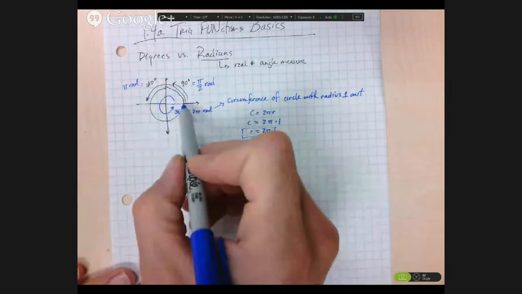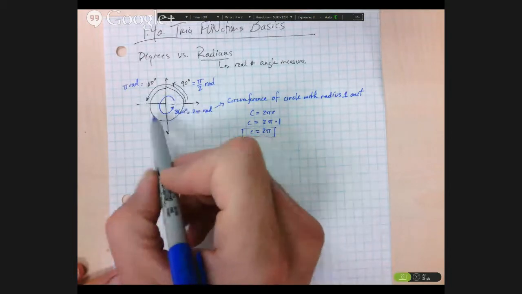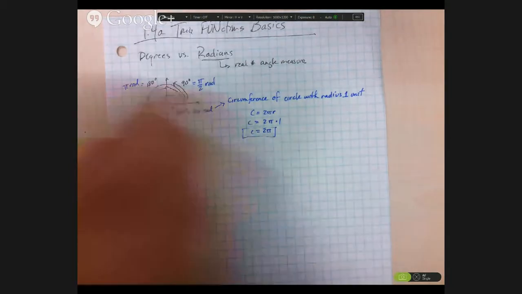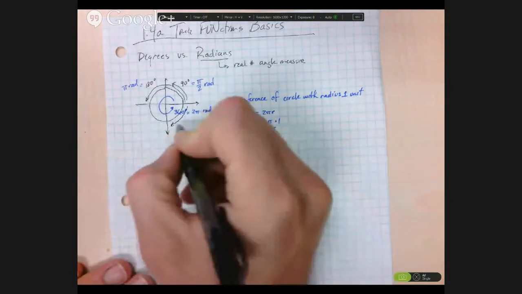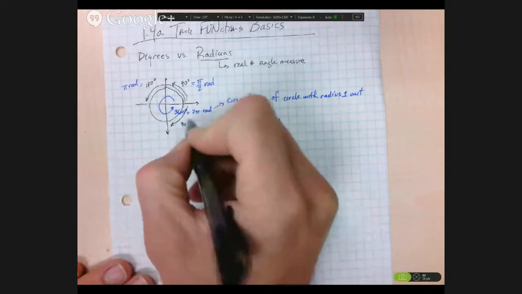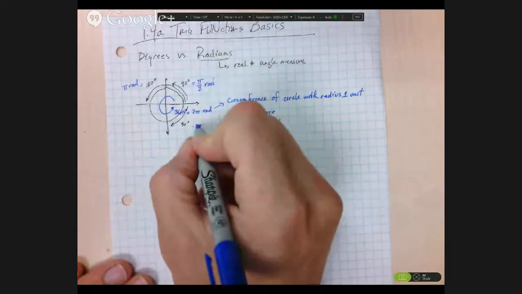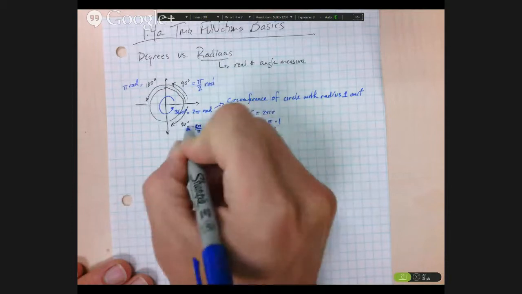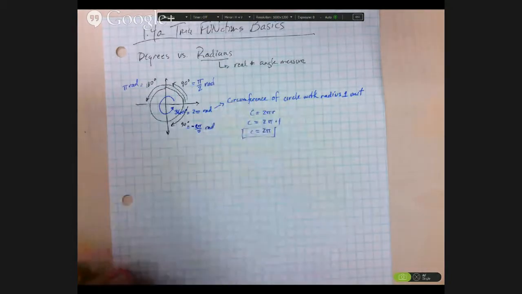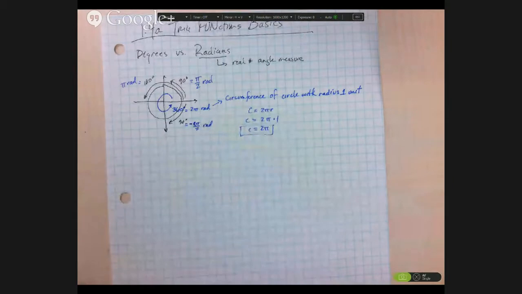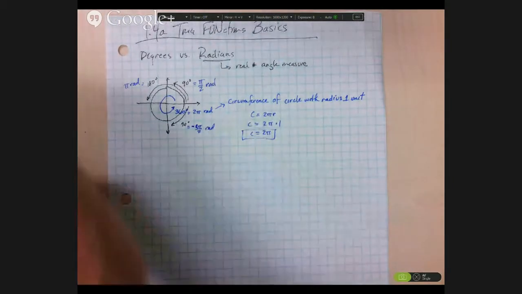Conversely, you can start here and go backwards. This is 90 degrees, but it is negative pi over 2 radians. If we're going backwards, we're in negative, so it gives you a direction indicator as well.